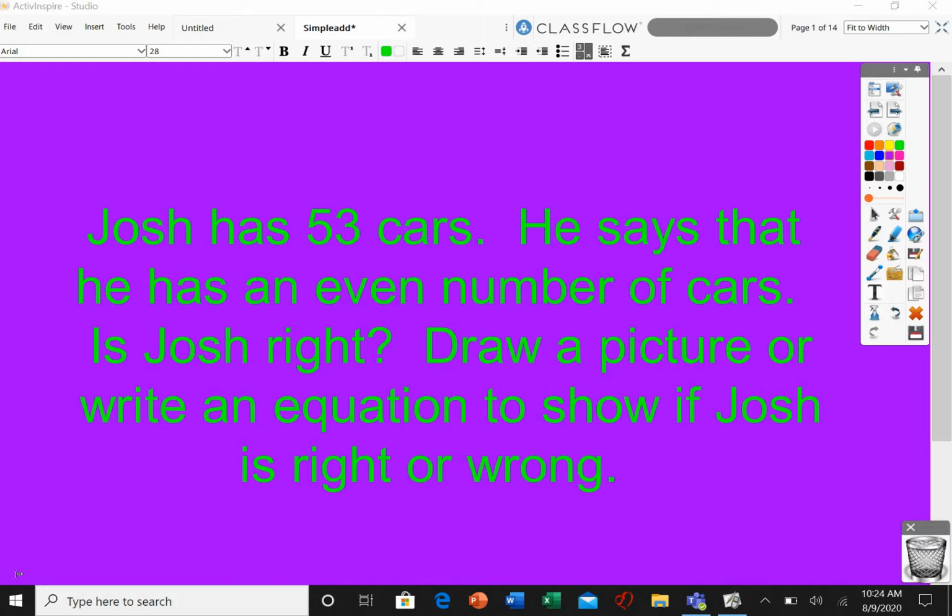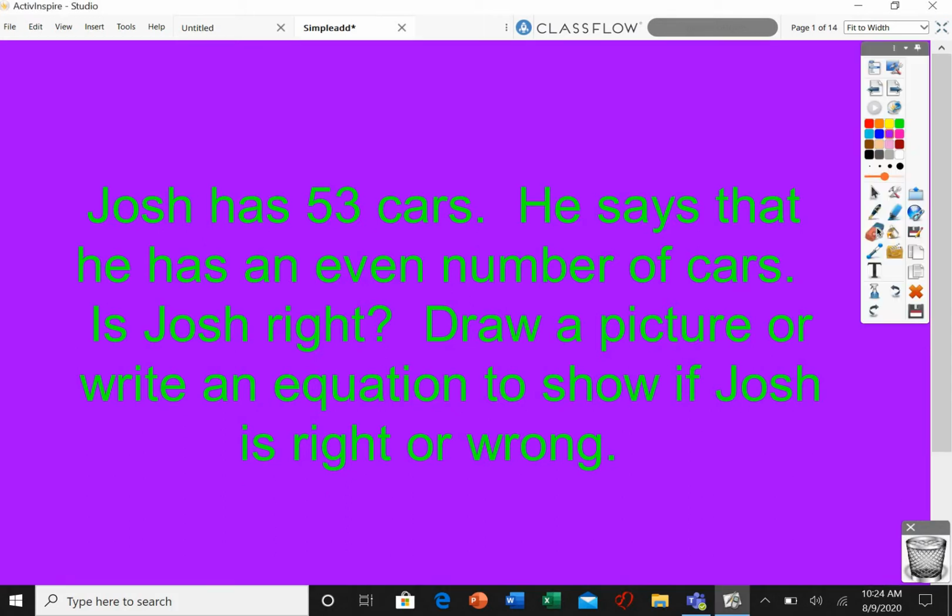Alright, so it seems like what we're trying to figure out is if Josh is correct. And he says that he has an even number. He has 53 cars. He says that's even. Is he right or wrong? Okay, I'm hearing a lot of yeses, I'm hearing a lot of no's. That's the first thing we have to do. You're going to either say yes or no. And then we have to prove whether it's right or wrong. So if you prove it, you'll be able to show if it's yes or no.